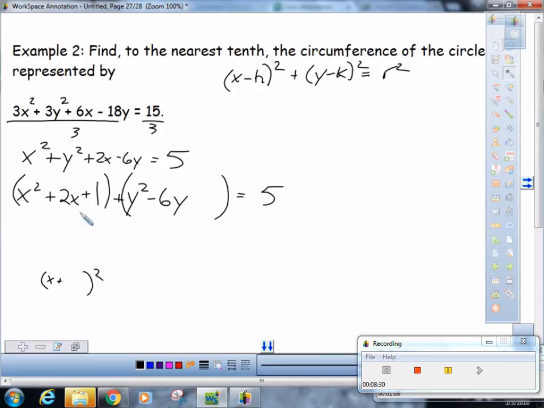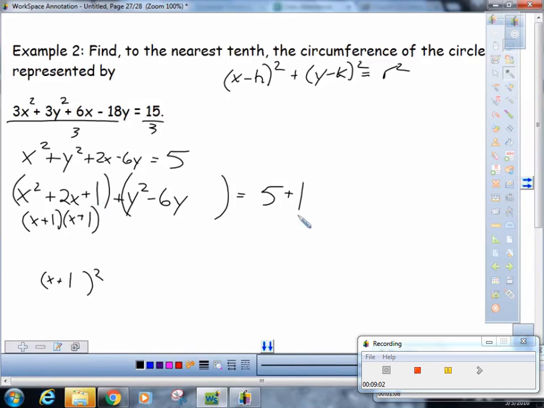Now who can factor that? Ryan? It's x plus 1 times x plus 1. And what's x plus 1 times x plus 1? X plus 1 squared. Okay? Now it's starting to look like what we wanted to, but what have we failed to do? We need to add 1 to the right side. And there we go. Okay?